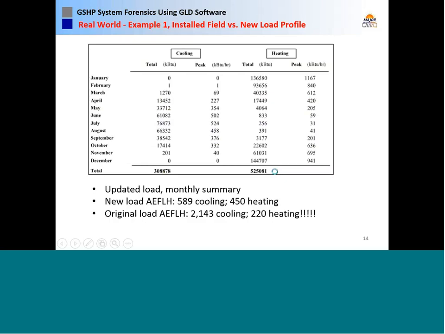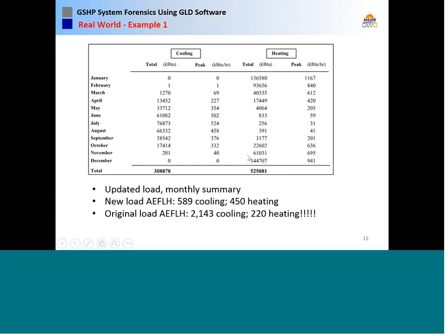So with the updated load profile now in a monthly summary, and this is from GLD, our new full annual equivalent full load hours for cooling is 589 versus 450 for heating. And if you'll notice, the original full load hours was over 2,000 for cooling and no more than 220 for heating. So there's quite a bit of difference on the load calculations. And we believe the latter to be more realistic.